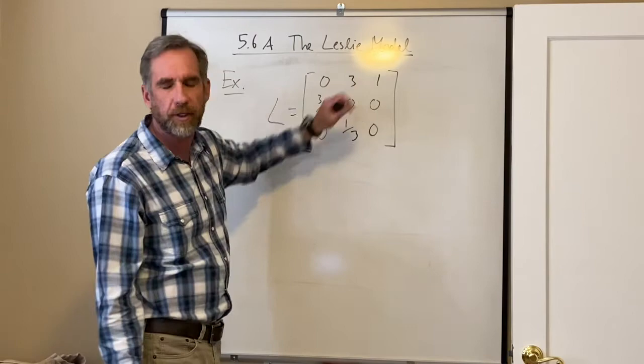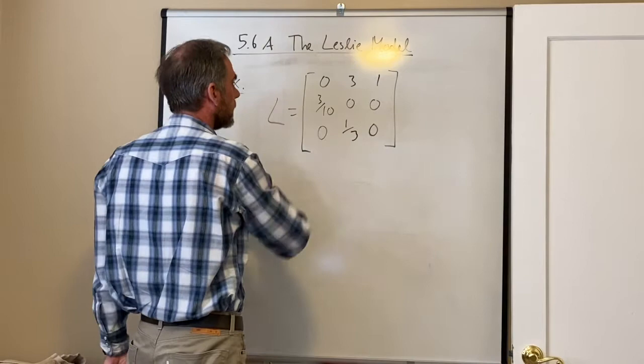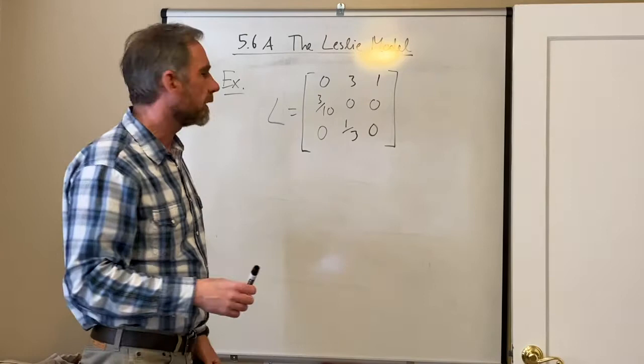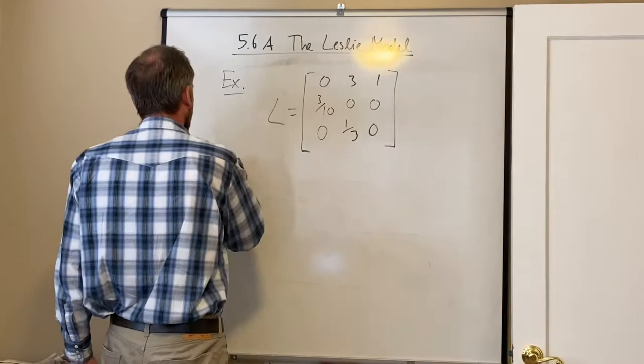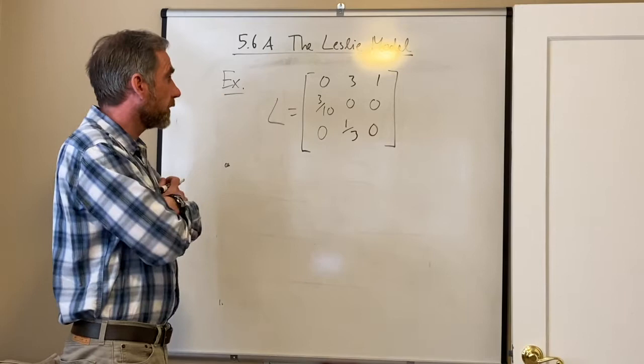And that's the first line, and then these are our survival rates. So the survival rate from the first to the second generation is 30%, and from the second to the third is 33%, okay? And here's the point of all of this. I don't want to get too much into calculations that we sort of know how to do already.